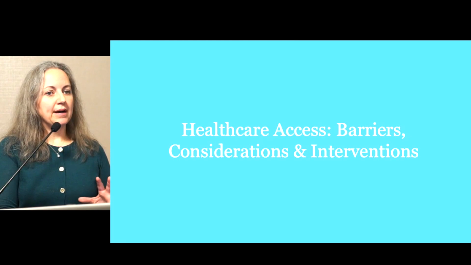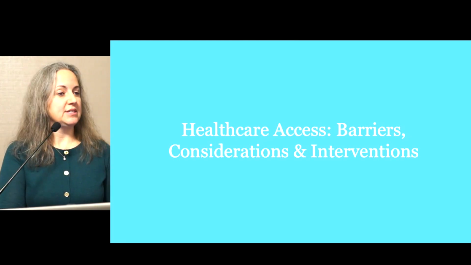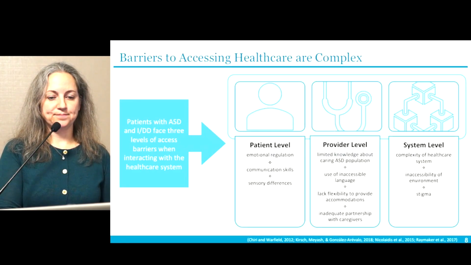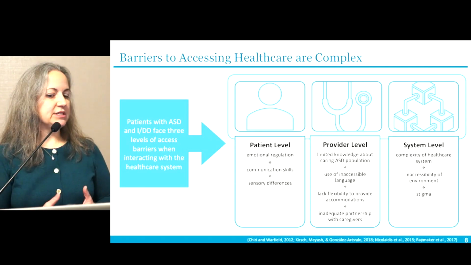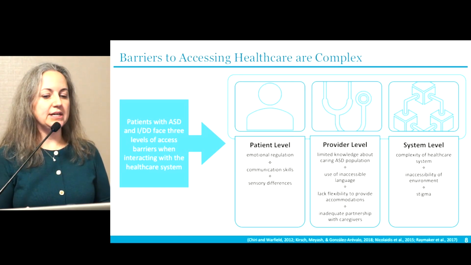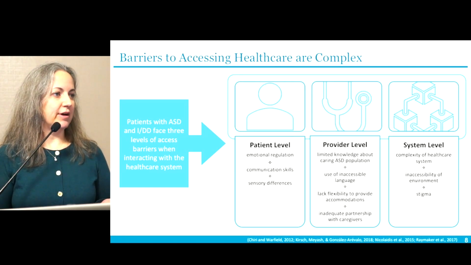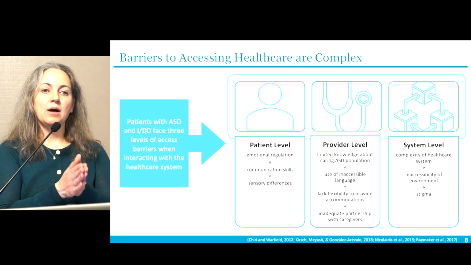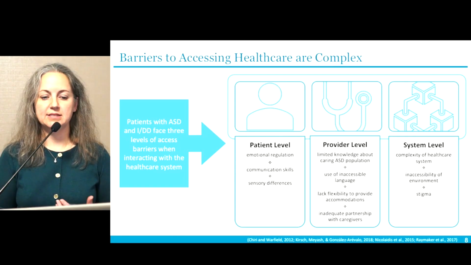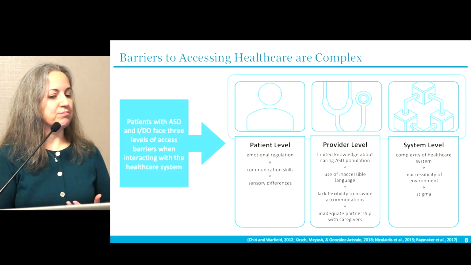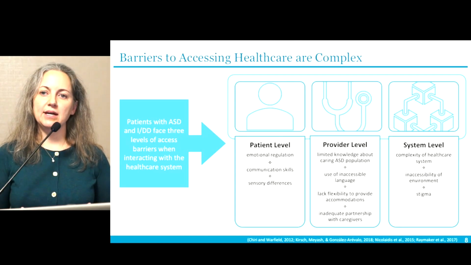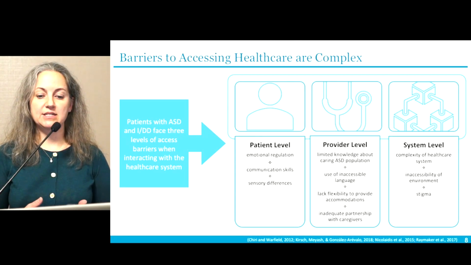So now I'm going to talk a little bit about healthcare access and barriers, as well as some considerations and interventions for people on the spectrum and with IDD. So there has been some really nice research out there, and I like the way in which these papers organize this, that there are these 3 levels of access barriers that patients face. There's the patient level, which is difficulties with regulating emotions or becoming distressed, differences in how people communicate, and differences within how people process sensation that can then make being in the hospital environment or medical setting really difficult.